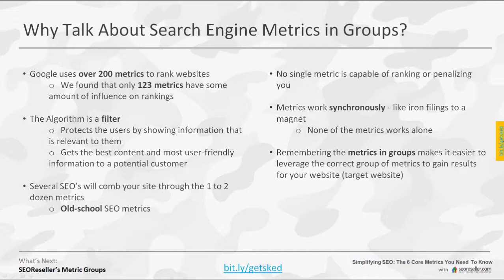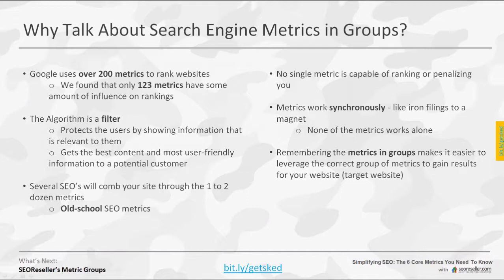Several SEOs will comb your site through, the 1 to 2 dozen metrics they know off the top of their head. And these will be the older school SEO metrics. And what they'll tell you is your site is not ranking because your meta title is not optimized. Your site is not ranking because you have no meta descriptions. Your site is not ranking because you have no schema, or because your site is slow, or because your banner is too big, or because there's no content above the fold, or insufficient content. Whatever it is, they'll tell you that that's why you're not ranking. And this is very dangerous advice.